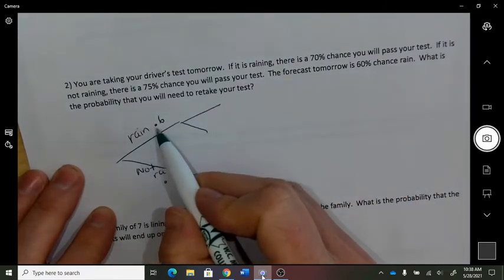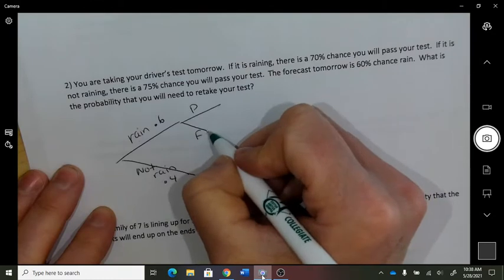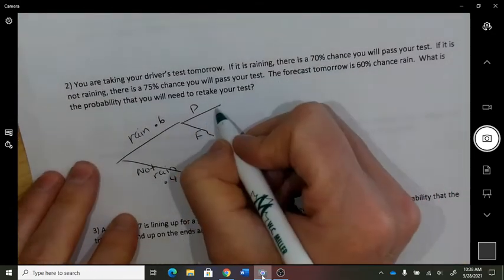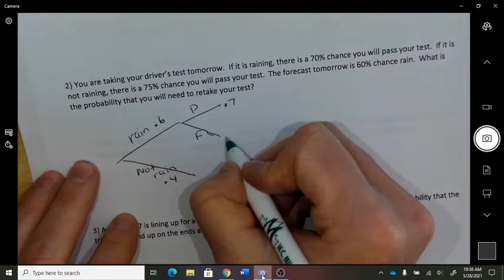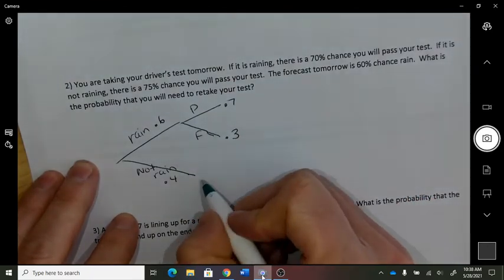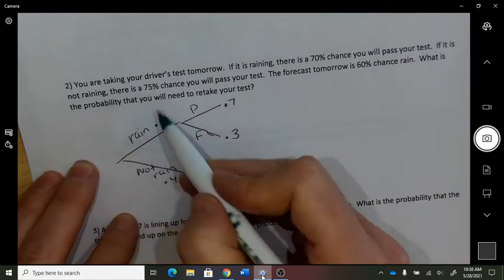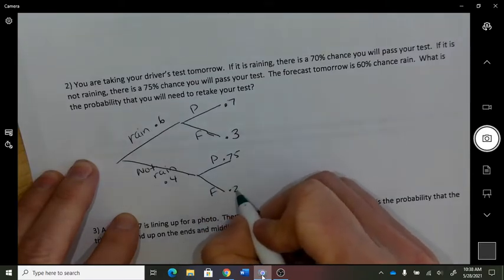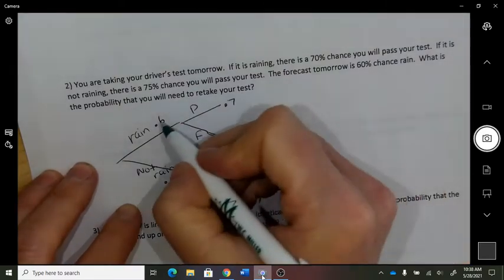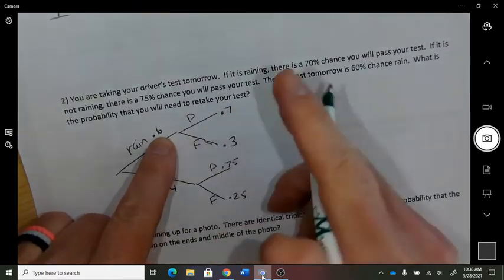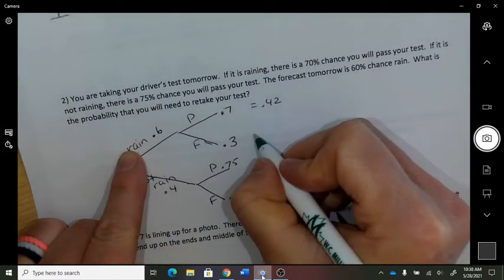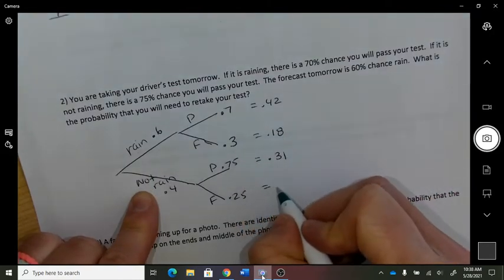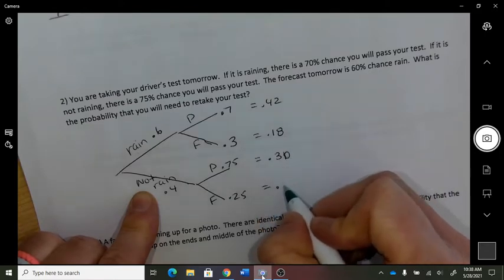If it is raining, you're going to pass or fail. So if it's raining, you're going to have 70% chance to pass, which means you're going to have a 30% chance of failing. If it's not raining, there's a 75% chance to pass, which means a 25% chance to fail. So if we multiply those two numbers, 0.42, 0.18, 0.3, and 0.1.